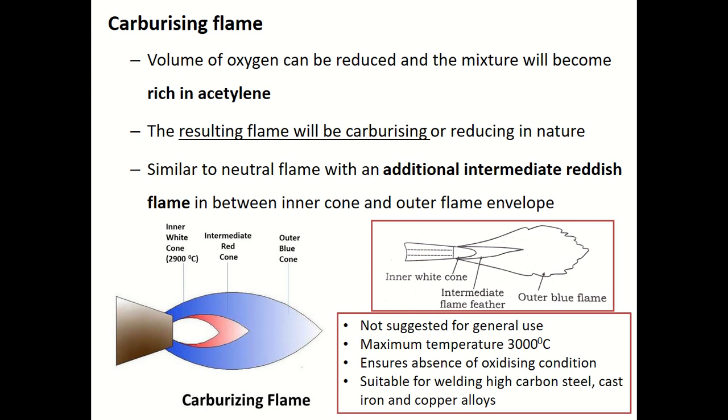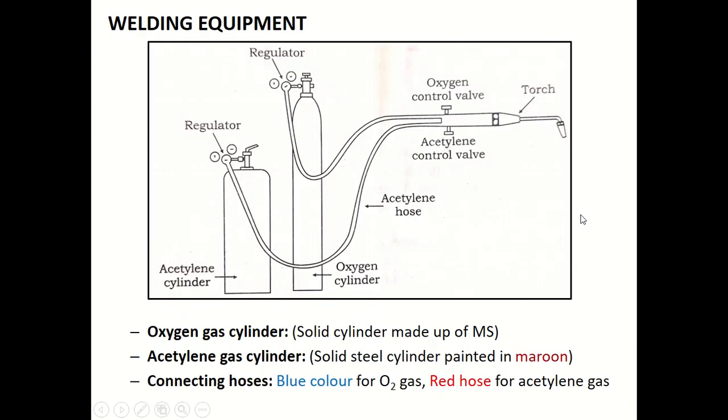As we discussed in the case of the last two flames, here also you can generate a temperature of up to 3000 degrees Celsius. The advantage is that it ensures the absence of oxidizing conditions, and it is suitable for welding high carbon steel, cast iron, and copper-based alloys. So these are the three different types of flames which can be generated in acetylene welding: neutral flame, oxidizing flame, and carburizing flame.